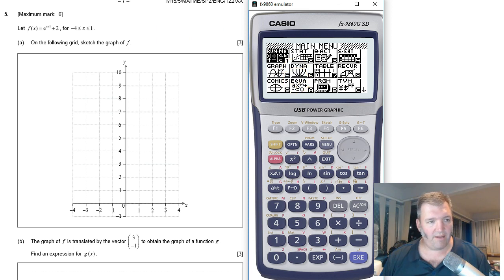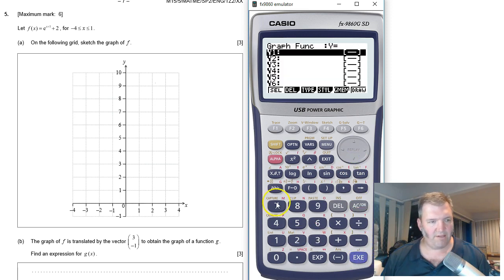But let's go ahead and use our calculators. It's a calculator exam. Make the most of it here. So we have e to the power of x plus 1. Close the bracket there. What else do we have to do with that? We have to add 2.